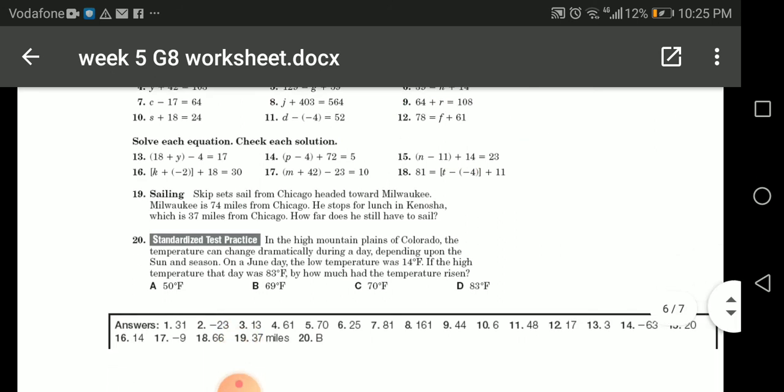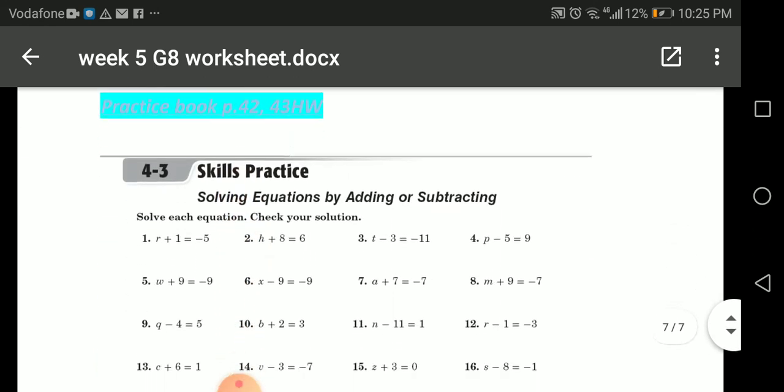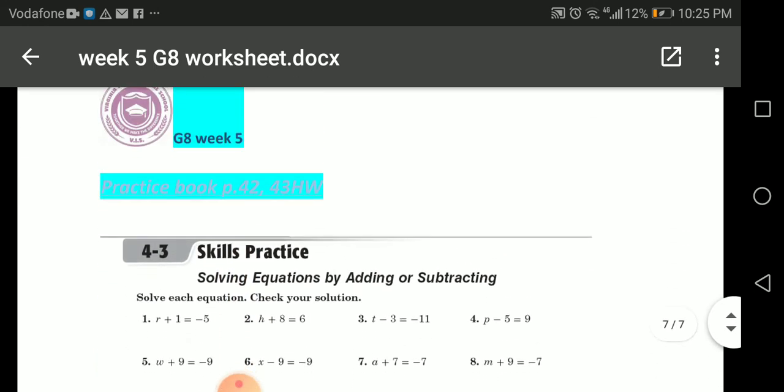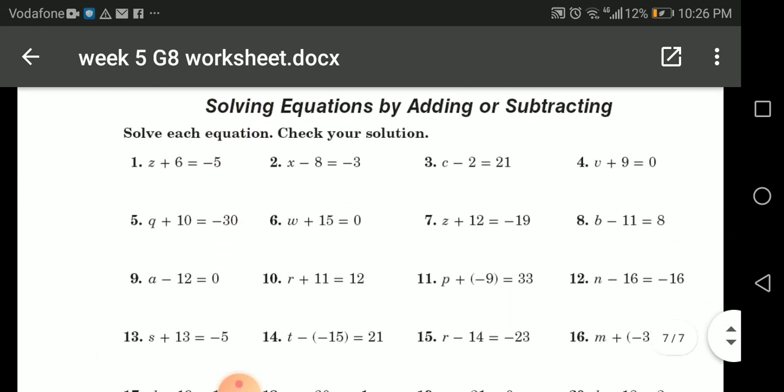After that, you have your practice book, page 43. It's homework, guys. It's the same as this.